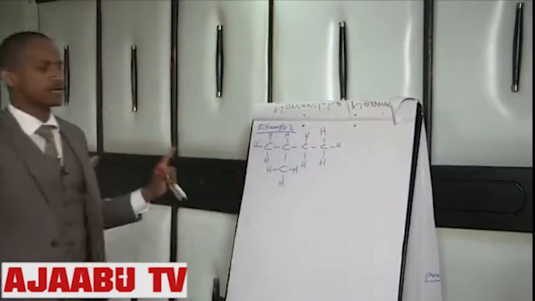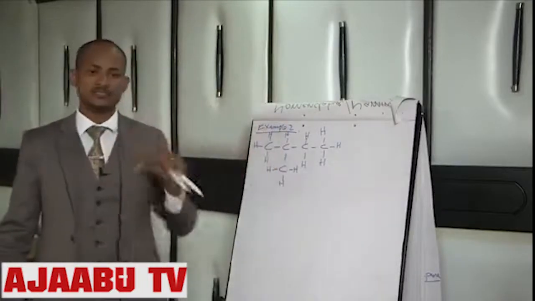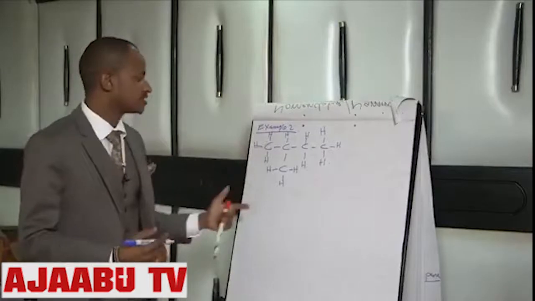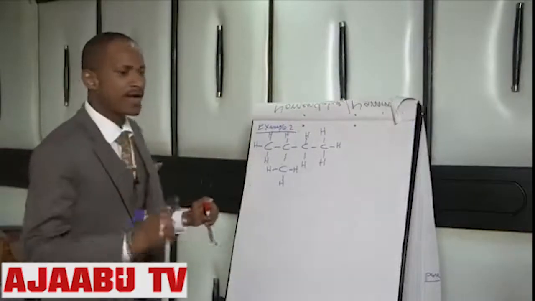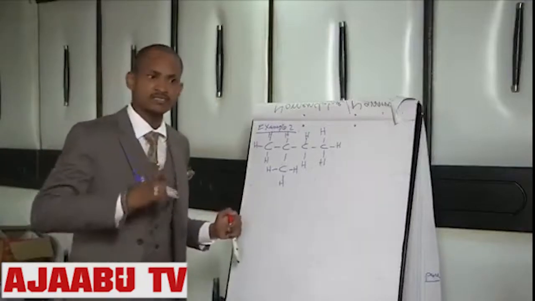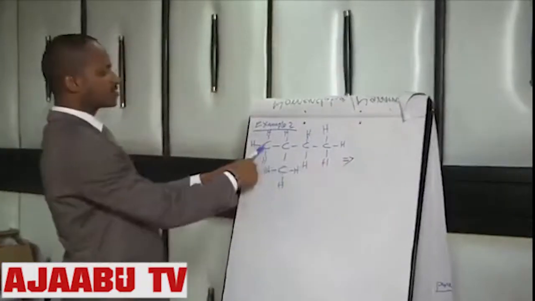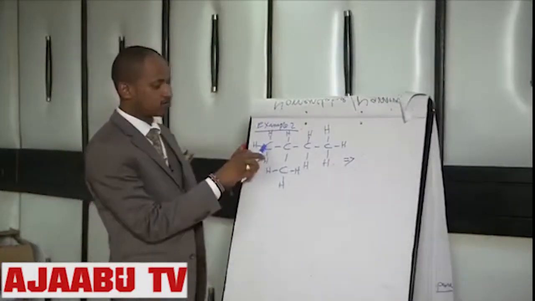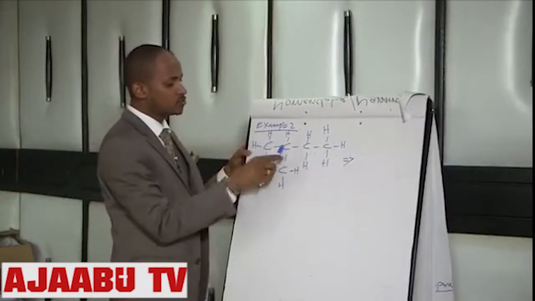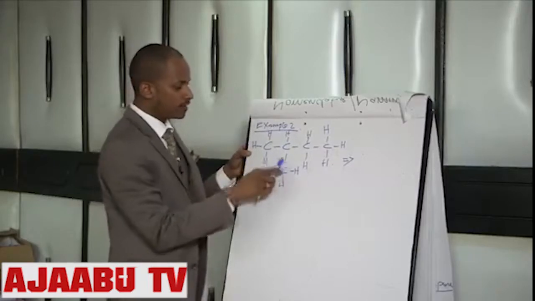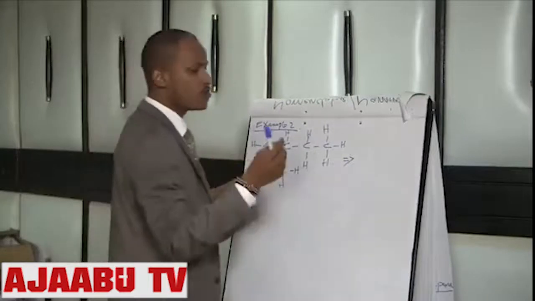Class, concentrate here keenly. Our intention is to identify the branches, but I will not tell you where the branch is unless we follow the rule. From our rule, step number one, identify the longest continuous carbon chain. In our case, counting from here, we have 1, 2, 3, 4. We can also have 1, 2, 3, 4. So our longest continuous carbon chain has 4 carbon atoms.